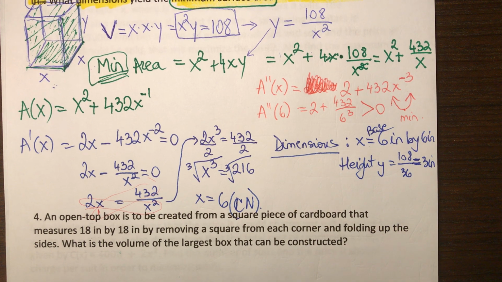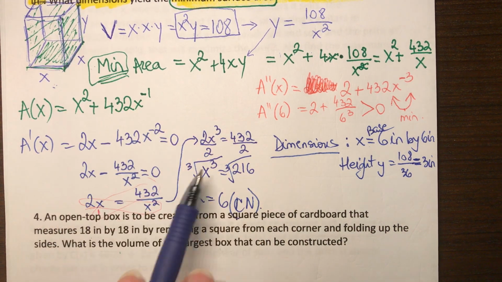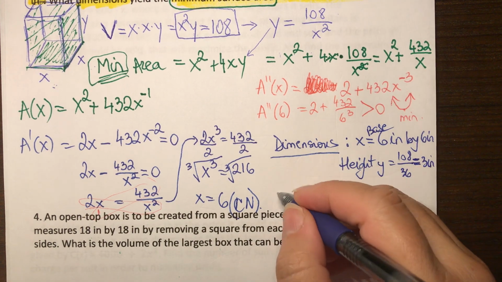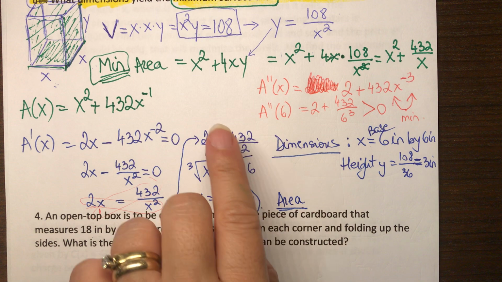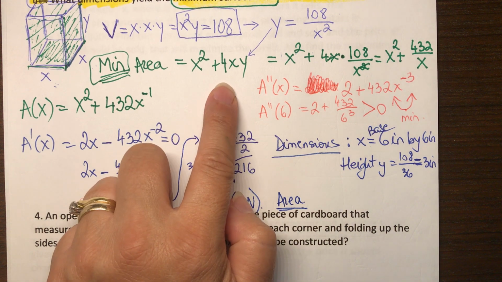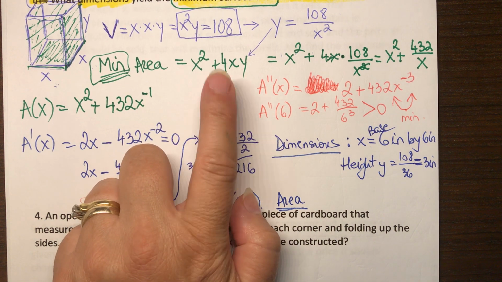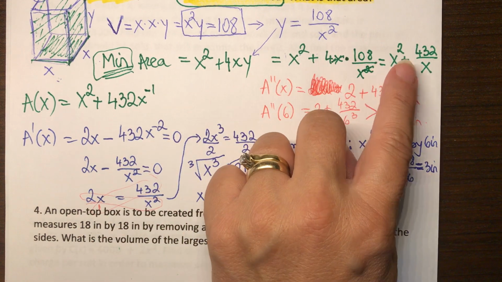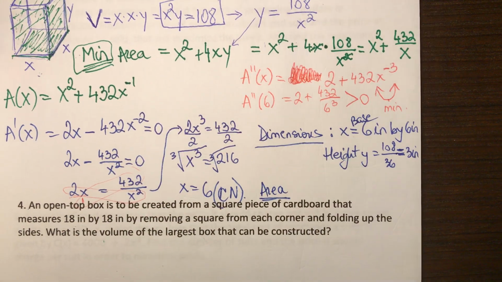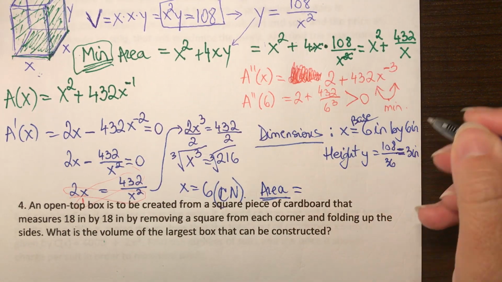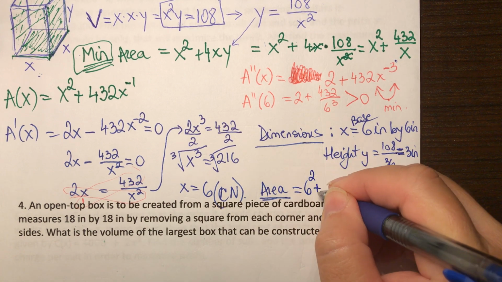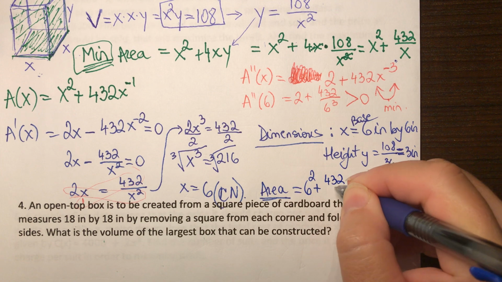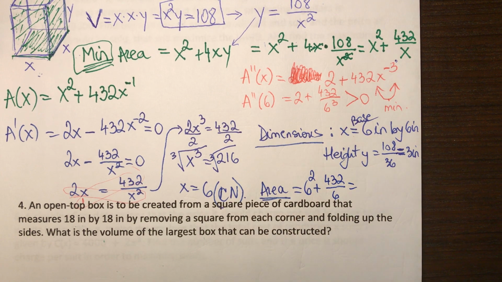And then it says also find the dimensions, we did, and also find the area. So how do I find the area? Well, I plug the values in. By the way, you have both x and y at this point, so you can plug it into this version, or you can plug it into the version that only had the x in it. It doesn't matter, so I'll use this. So x squared, so that means 6 squared, plus 432 divided by 6. Put this in your calculator.